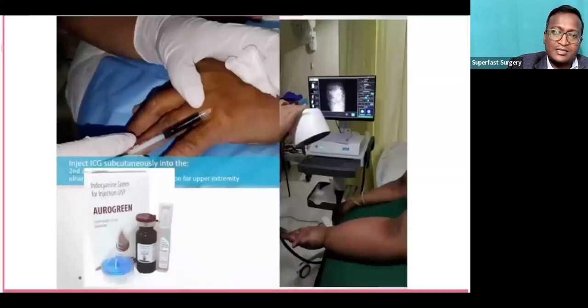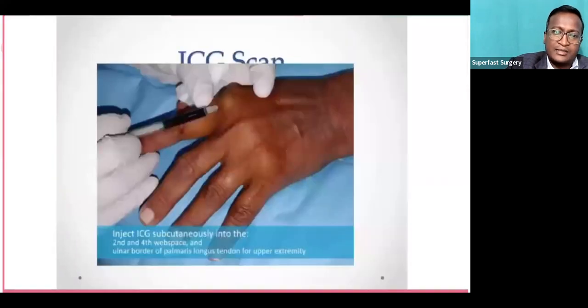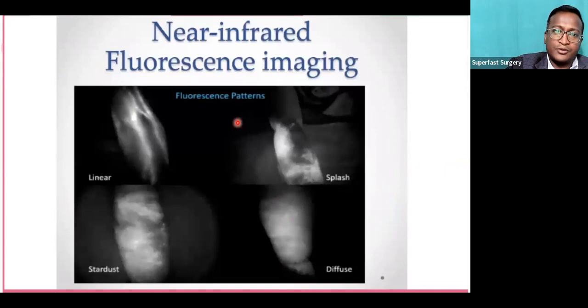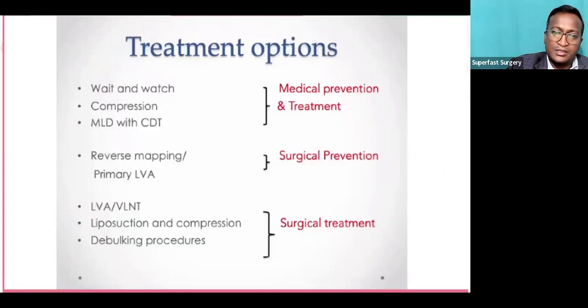So this is ICG, indocyanine green, which is injected in the interweb space, and then we see the lymphangiography to know the pattern of distribution, the fluorescence pattern. This is the early stage, where there is a linear flow pattern. There is a splashing pattern, which is mild. This is moderate, stardust, and this is the severe form of lymphedema.